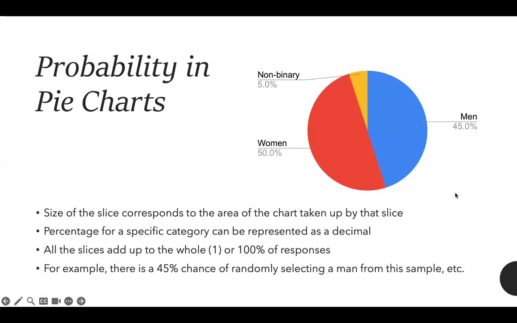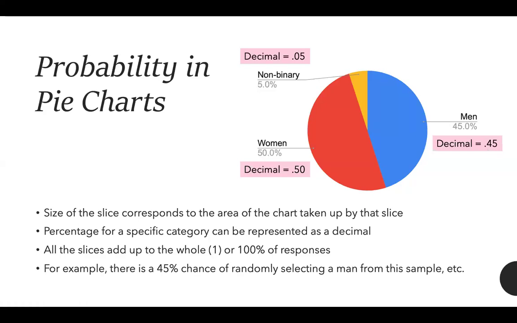And so this relates to what we're talking about with probability. Instead of talking about it as a percentage, we would say if I were to randomly select someone from this sample of participants, there's a 0.45 probability of getting a man from this sample. There's a 0.05 probability of getting someone who's non-binary from this sample.